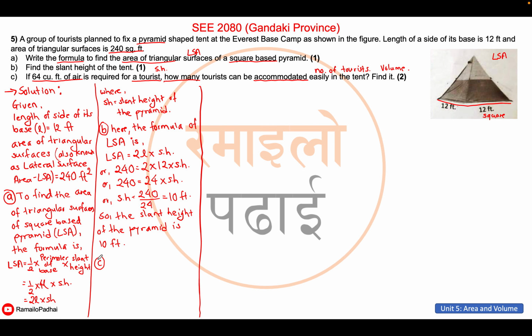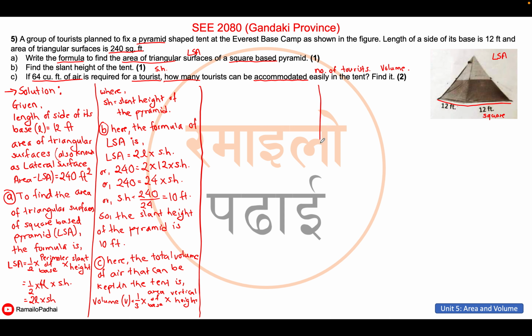Here we first need to find the volume. So here the total volume of air that can be trapped, that can be kept in the tent, is volume V equals 1 upon 3 times area of base times vertical height.